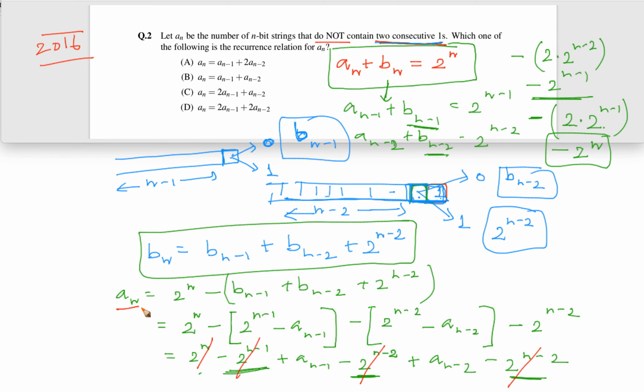Final expression will be a n is equal to a n minus 1 plus a n minus 2, right? So this thing is going to be remaining, a n is equal to a n minus 1 plus a n minus 2, and that is the final recurrence relation we have got. So a n is equal to a n minus 1 plus a n minus 2, b is the correct answer.